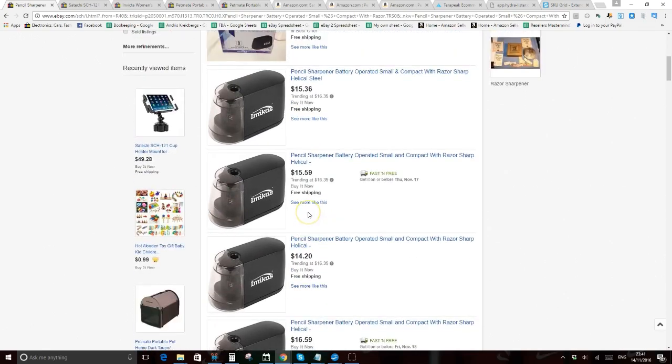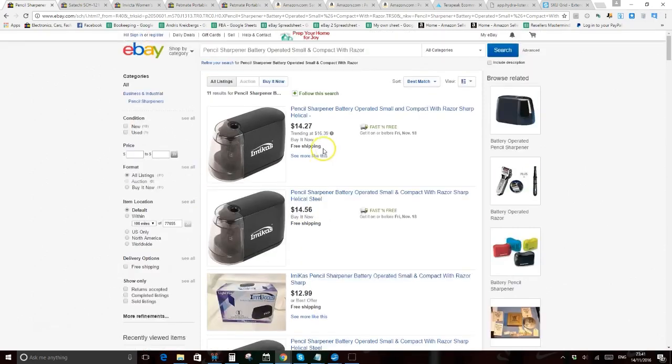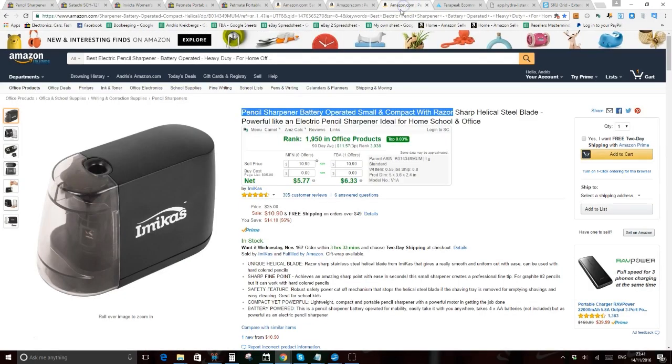So let's list this for about 1420. Let's do 1420. That sounds like a very competitive price here. One of the lowest prices, actually. So you grab an SKU, and we're going to see if we can make some money from this item.